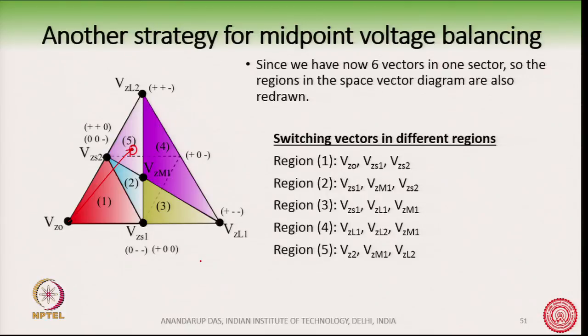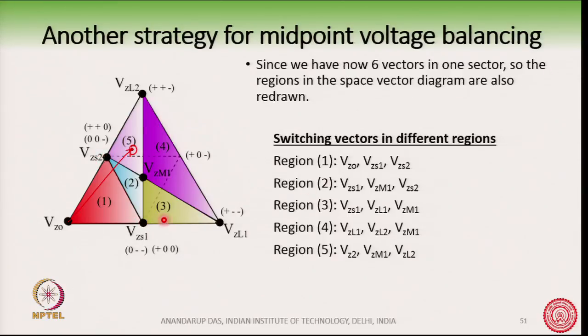So, in the presence of these virtual vectors, now we are redefining the sector with 5 regions instead of 4 regions earlier. Okay. And what are these regions? You can see the boundaries of these regions are shown in the diagram. So, in region 1, for example, the enclosing vectors are Vz0, Vzs1, Vzs2 like this.